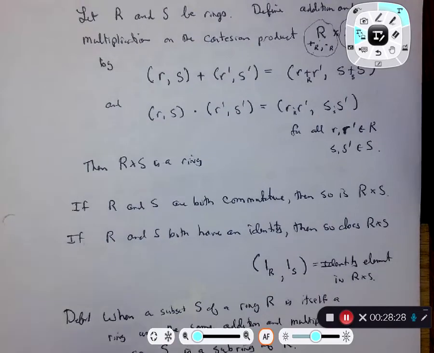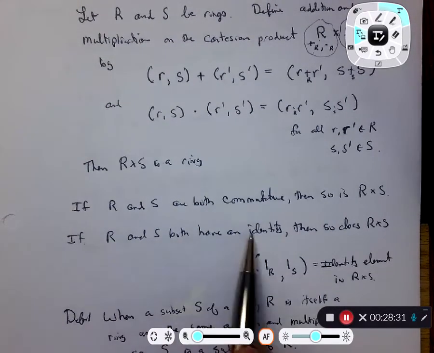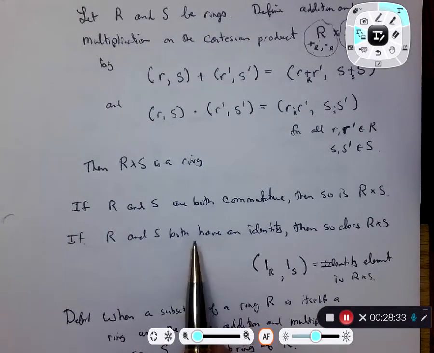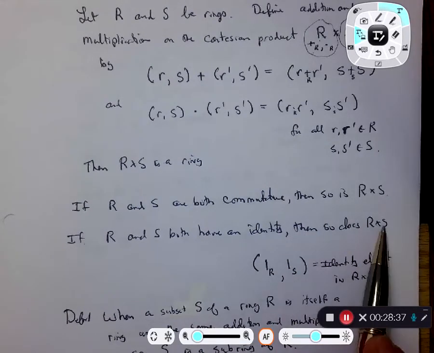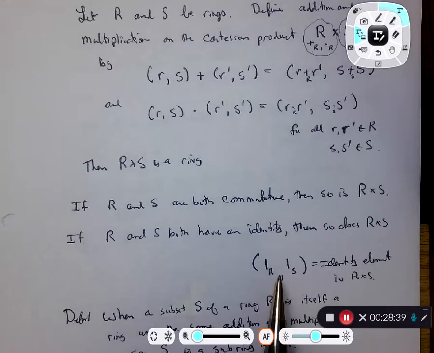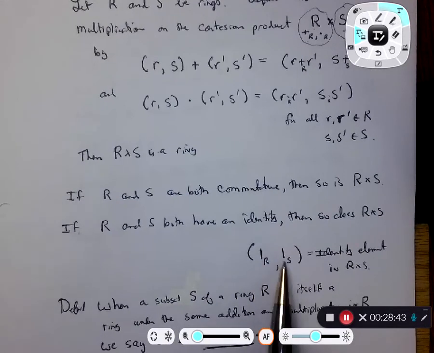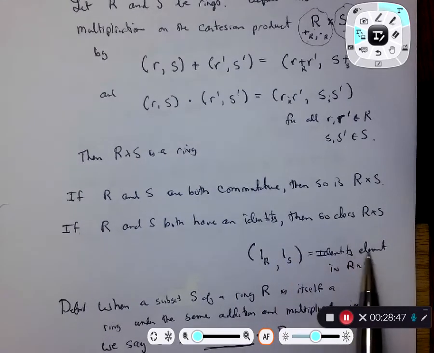Okay? If R and S both have an identity, and both of them have to have the identity, then so does R cross S. And the identity element would actually be the ordered pair, 1 in R in the first component, and the 1 element in S in the second component. This is the identity element in R cross S.